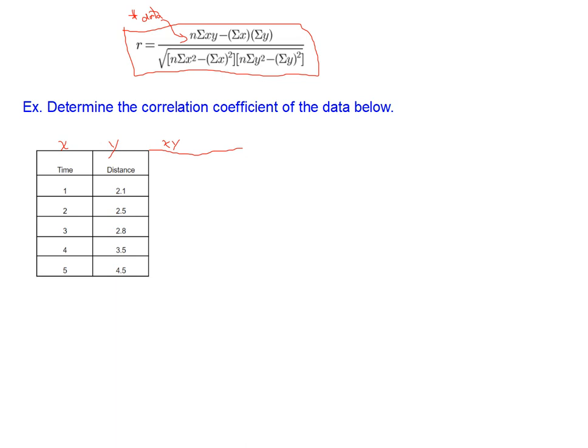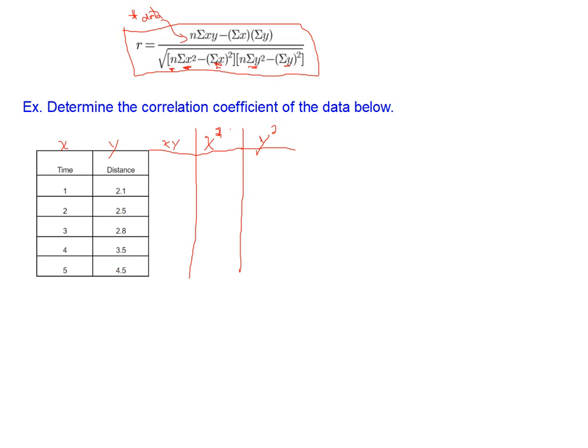We have an n here. We need the sum of the x squared. So we're going to need a column for x squared. So we'll take all of the x values and square them, and then we'll take the sum of that column. We also need the sum of the x's squared, so that just means take the x column and add them all up and square them. We need the sum of the y squareds, so let's add that column in here. And then we need to take the sum of the y's and square it, so we'll add those columns.